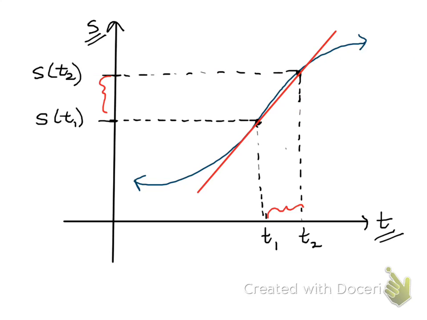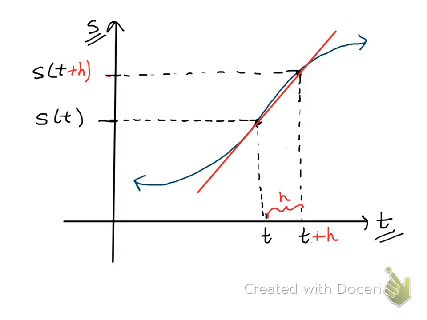If we go back to our position function diagram and change things just a little, so that instead of calling our points t1 and t2, we call them t and t plus h, where h is just a small change in our x value, then our y values become s of t and s of t plus h, and that will change our equation just a little bit.